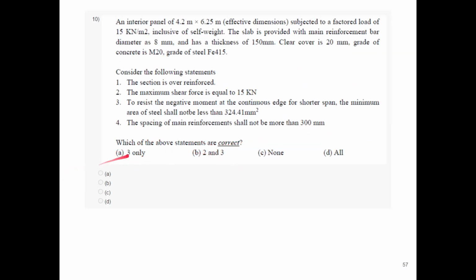So the correct option is 3 only. Okay, so A is the correct option. As you can see, A is the correct option, 3 only. So with this we come to the end of today's lecture.